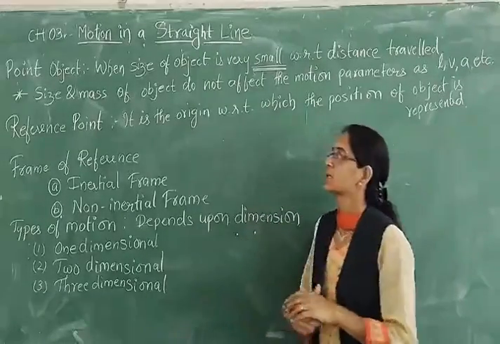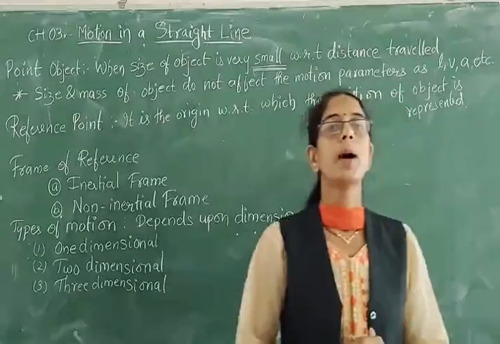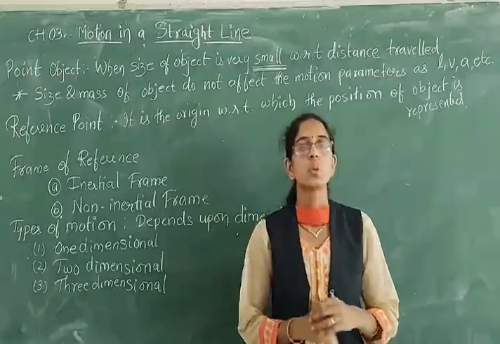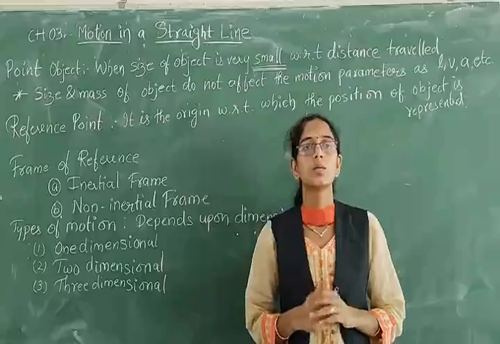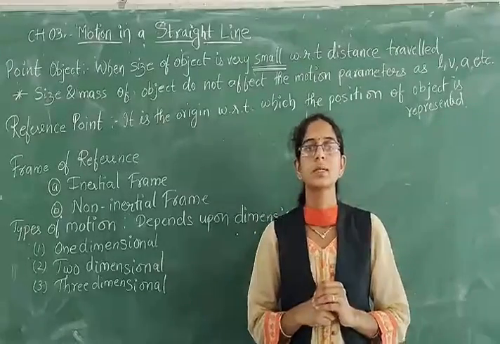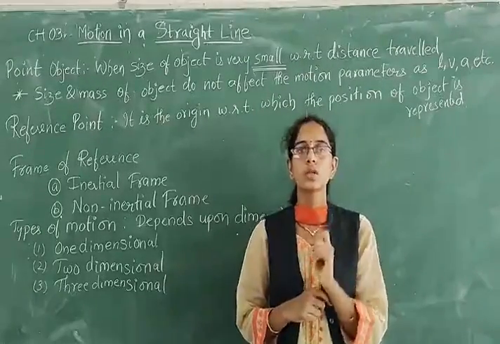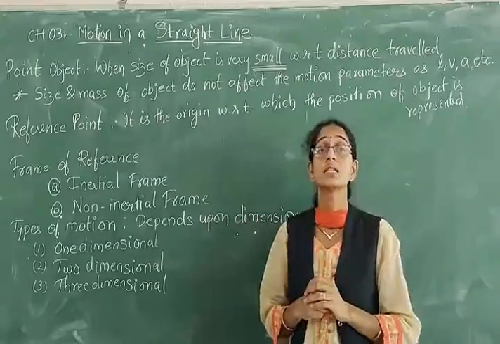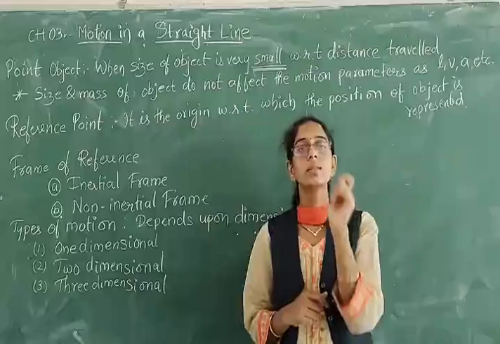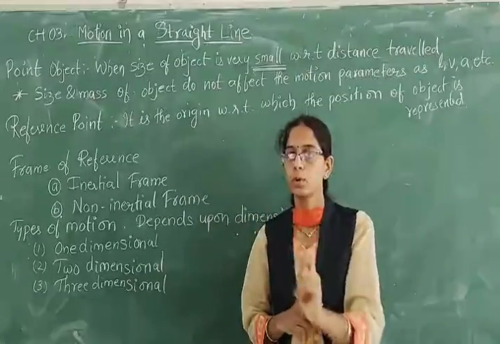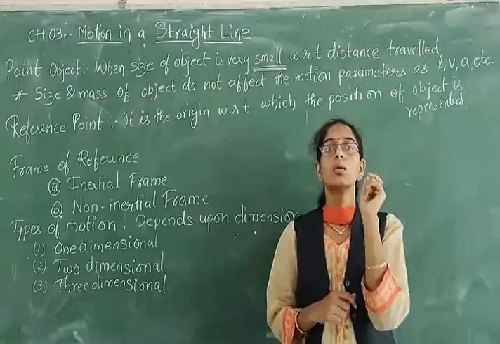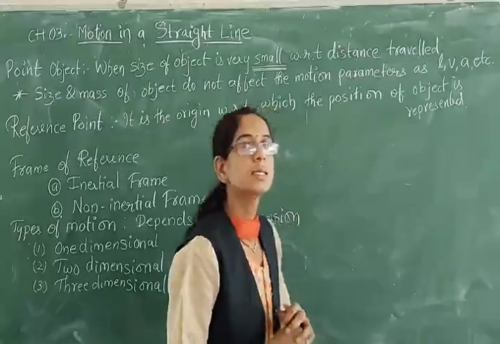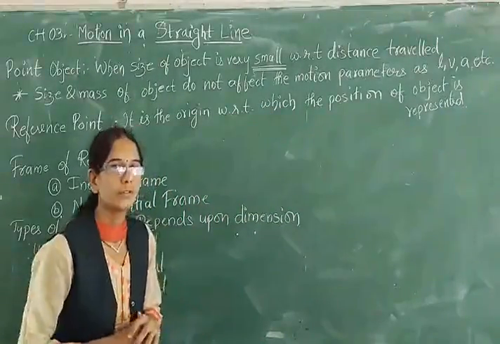In the case of a normal object, its actual size will be taken into consideration when we study motion of such objects. Then we are going to learn about a term that is known as a reference point. Whenever we are studying motion of some objects, we need to concentrate on the term reference point. It means with respect to what point I am studying the motion of that particular object. That is considered to be a reference point.